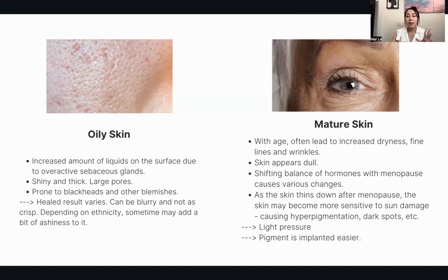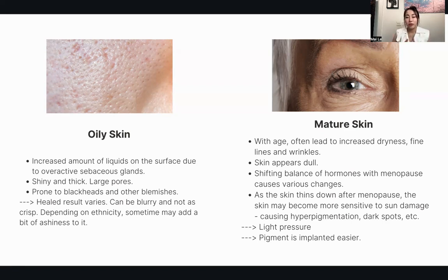Mature skin is with aging. You'll notice that their skin is dry, but it's not dehydrated. It's just dry with fine lines and wrinkles. With mature skin, when you're doing brows, the result will stay. Whatever you put down there, it'll stay.